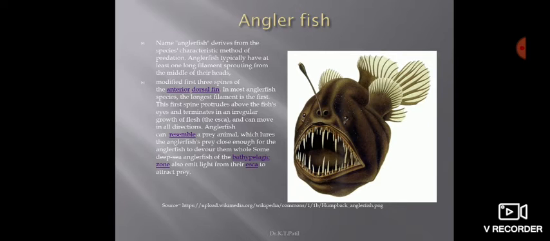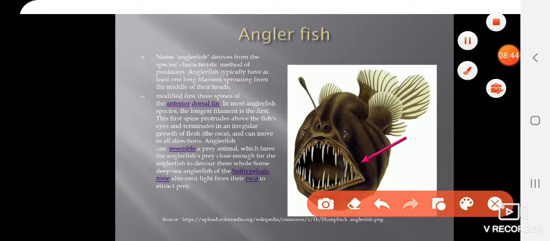This fish is also known as devilfish or toadfish. Their body is dorsoventrally flattened. Their general length is 4 feet. See their head size, it is very large compared to their tail side. Eyes are present on the lateral side.